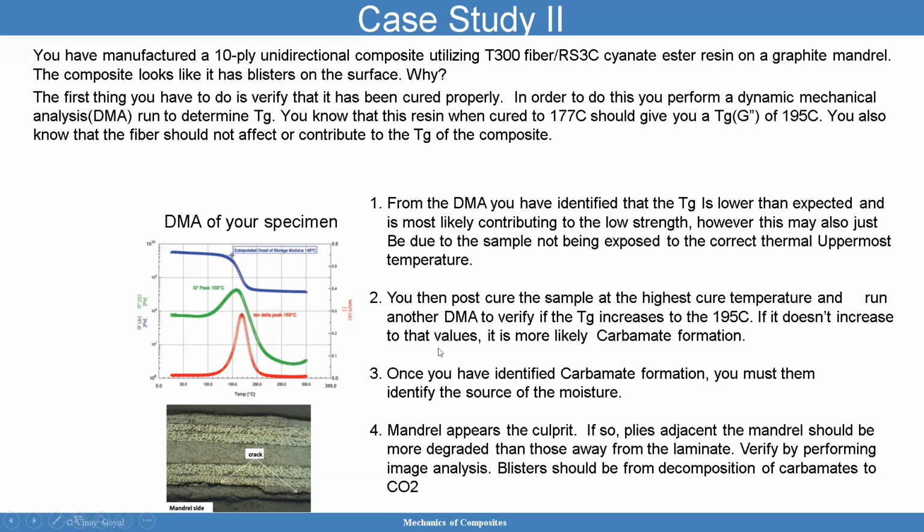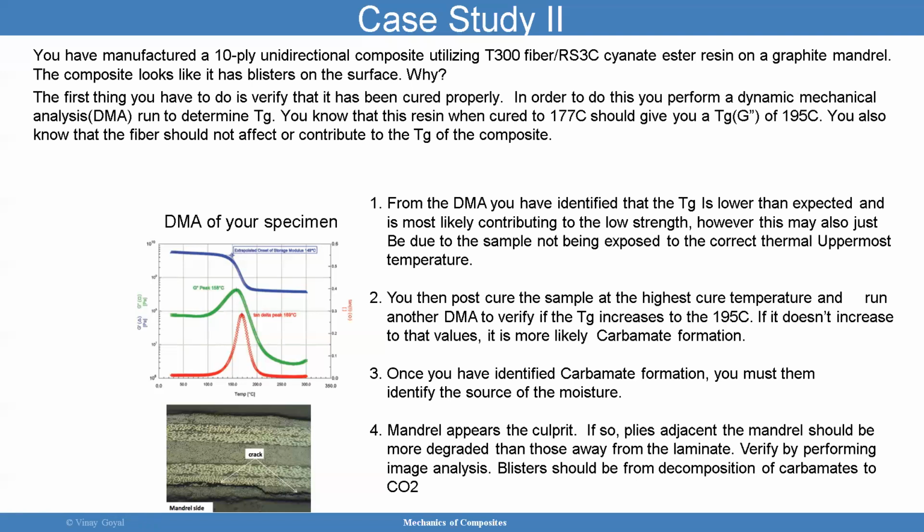Okay, so we also know that the fiber should not be affecting or contributing to the TG of the composite. So then I go to the DMA and we have identified that TG is lower than expected, and it's the most likely contribution to the low strength we have. However, this may also just be something that we may not be aware of, like some other factor. Maybe it's due to the sample not being exposed to the correct thermal uppermost temperature, maybe something else.